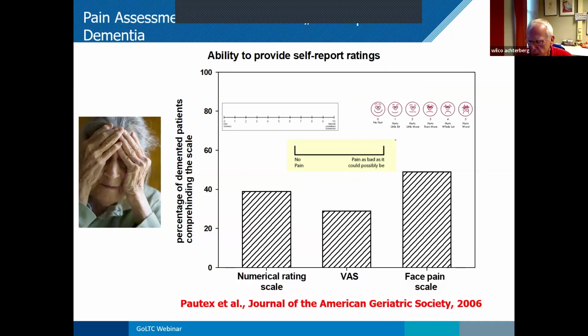And indeed, Sophie Potin, a researcher from Switzerland, already showed us in 2006 that the most used verbal rating scales, like the numerical rating scale, the VAS, and the faces pain scale, are not understood by most people with dementia. So that is an issue.